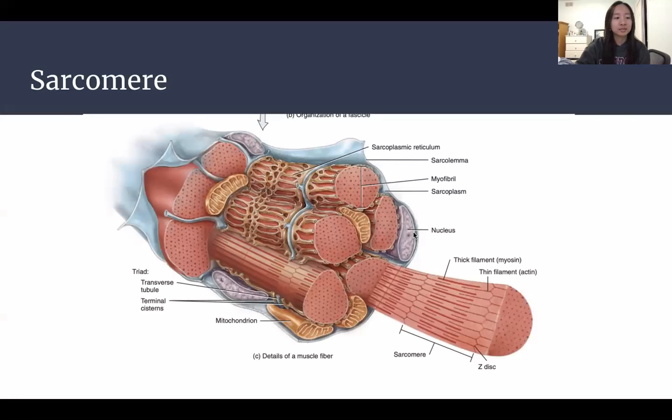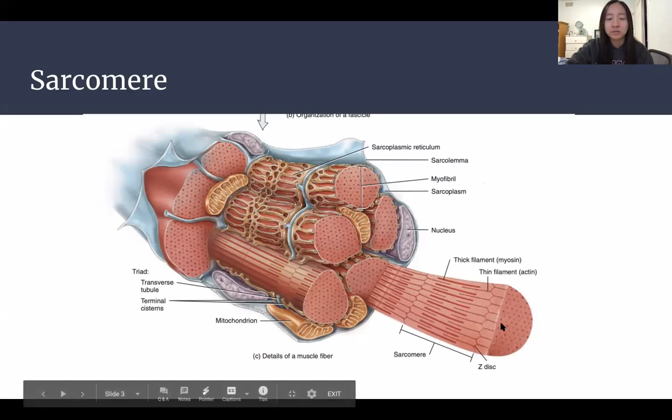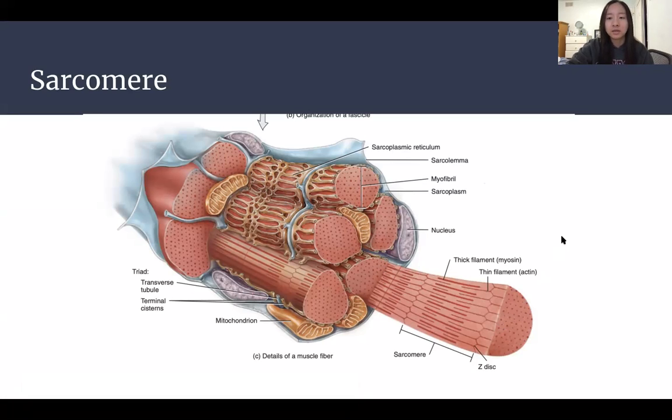All right, so let's get started by talking about what a sarcomere is. Last time we talked about the structure of a muscle fiber, how each muscle fiber makes up a fascicle, and each fascicle makes up a whole muscle. So today we're going to be going even smaller, and we're going to be looking at each individual muscle fiber. And if you recall, a muscle fiber is just a muscle cell.